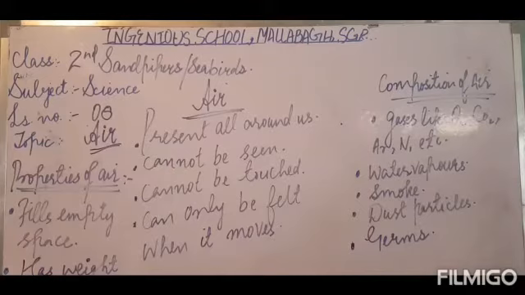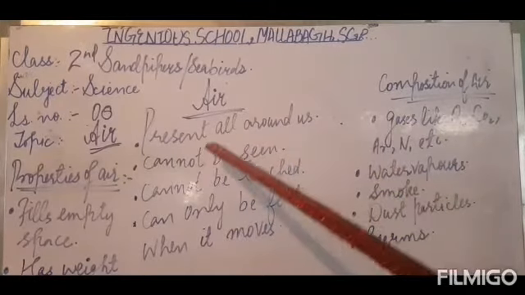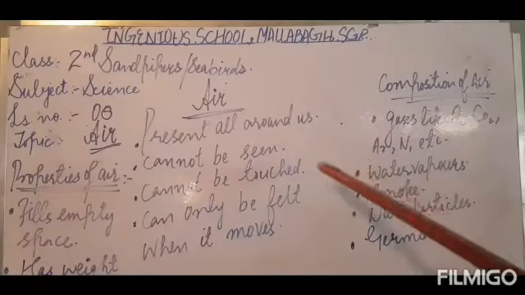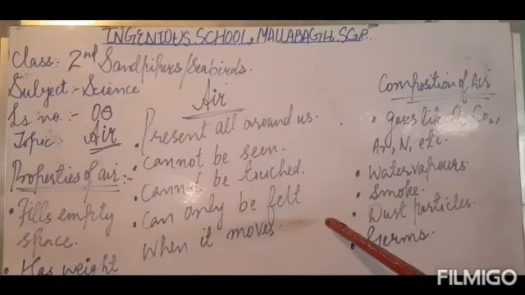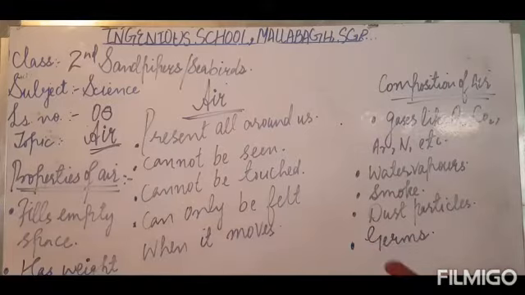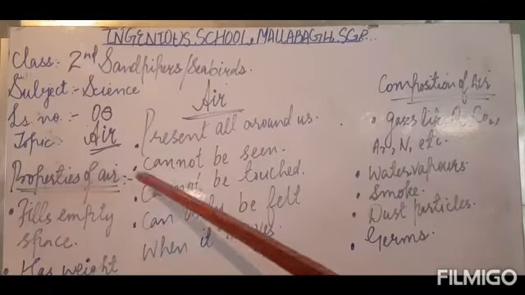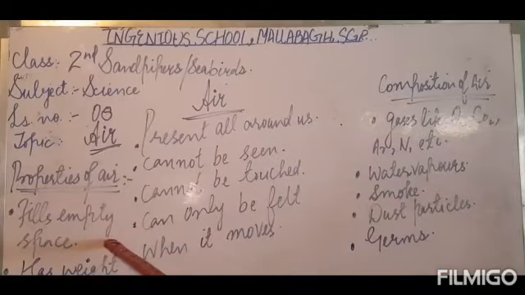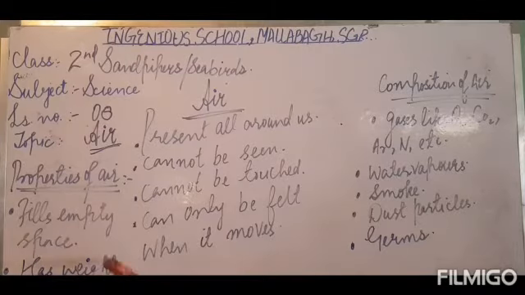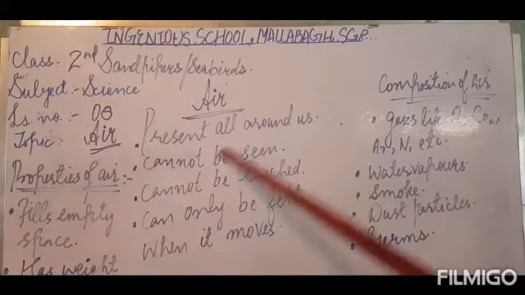My dear kids, air, as you all know, is present all around us. We all need air to live. Air cannot be seen, it cannot be touched, air can be only felt, isn't it? And that too when it moves. Got it? So, what are the properties of air? First property of air is that it fills the empty space. And the second property is that it has weight. Air fills the empty space and it has also got weight.